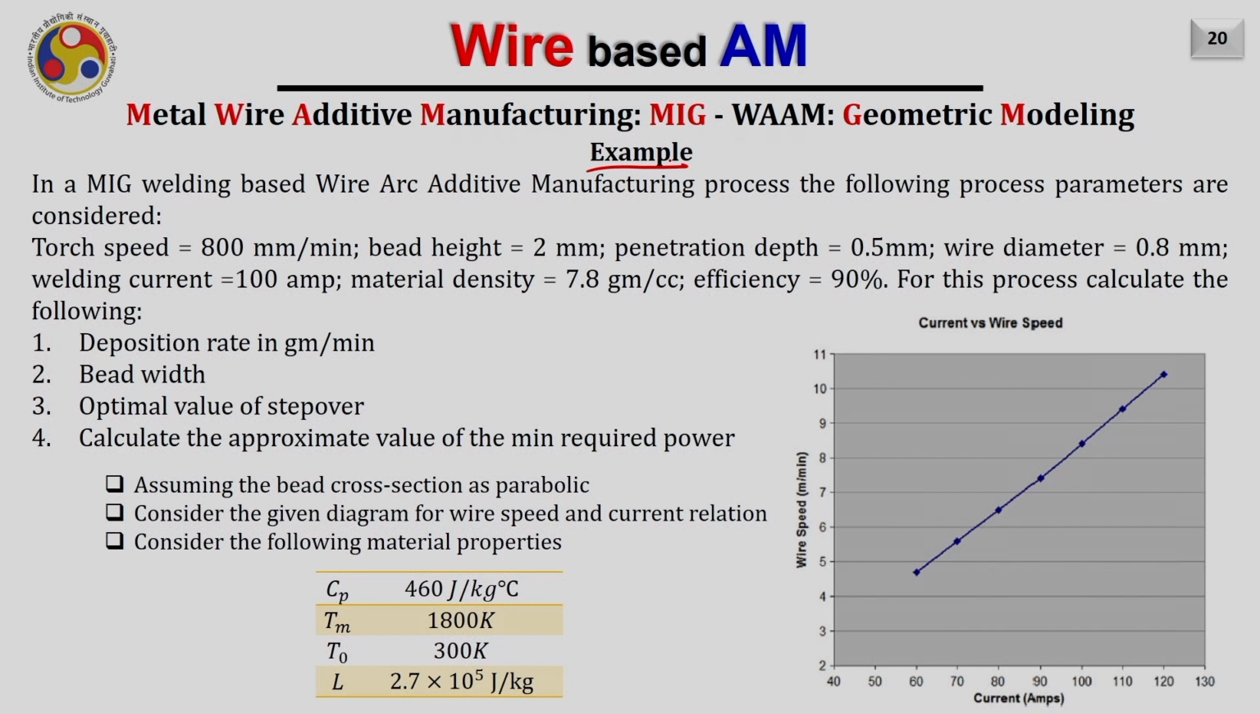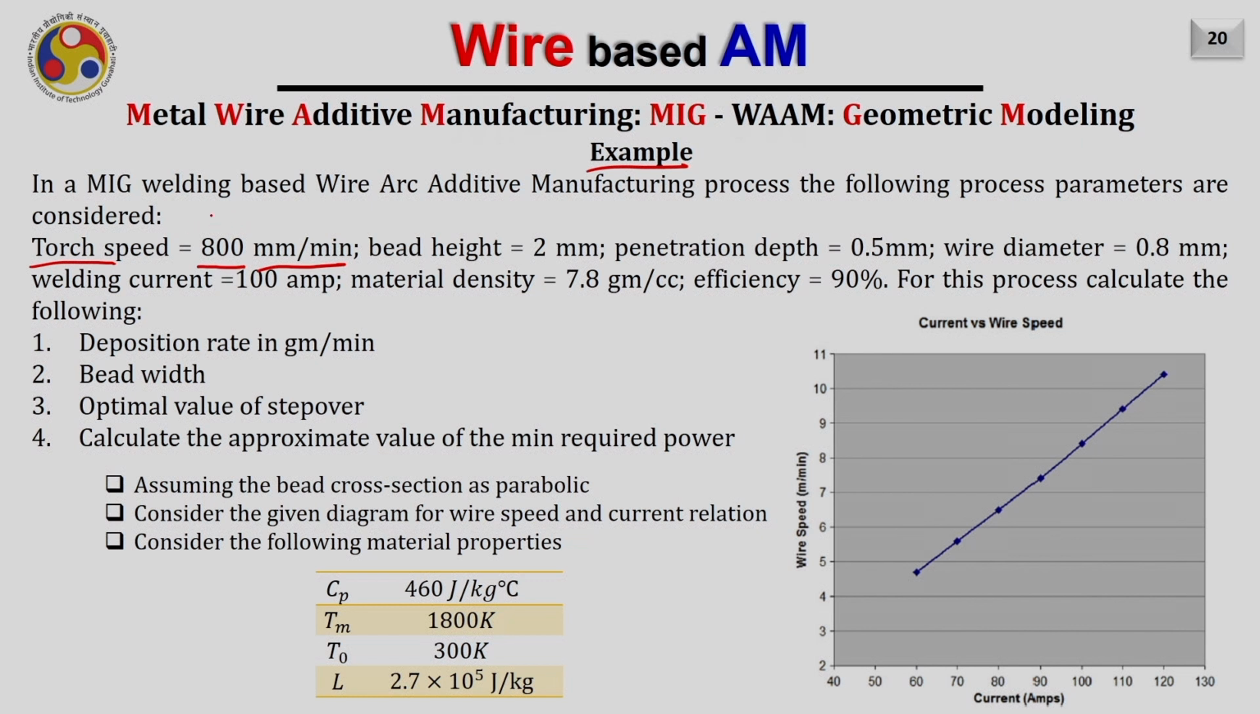Now, let us try to solve an example. It says, in a MIG welding based wire arc additive manufacturing process, the following process parameters are considered. The first one is the torch speed is 800 mm per minute.